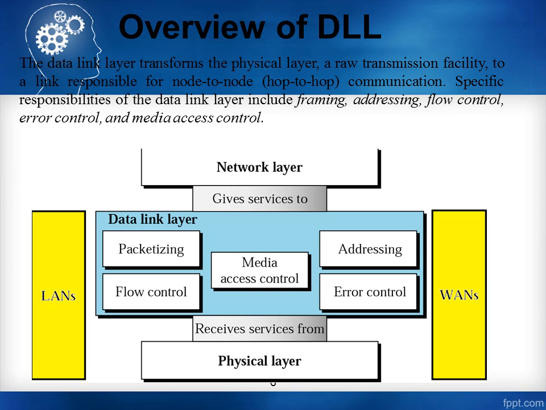The overview of the data link layer: it transforms the physical layer's raw bits to the link, responsible for node-to-node communication. Some of the specific responsibilities of a data link layer are framing, addressing, flow control, error control, and media access control. In this figure, the data link layer accesses the services from the network layer and provides them to the physical layer.